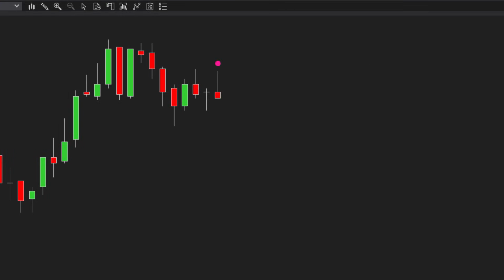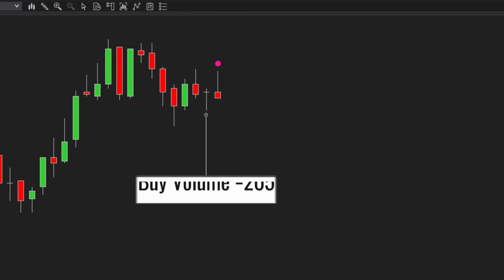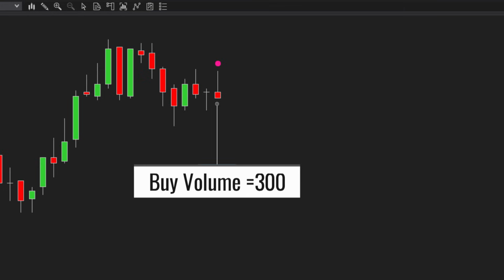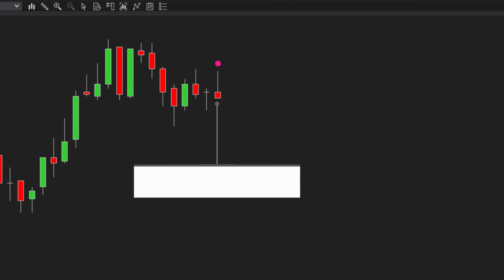In this case, the range is set to the last 3 candles. As you can see, the 2 candles before the absorption candle have buy volumes of 194 and 205. Meanwhile, the absorption candle has a buy volume of 300. So clearly, this candle meets the condition of having the maximum buy volume in the period.